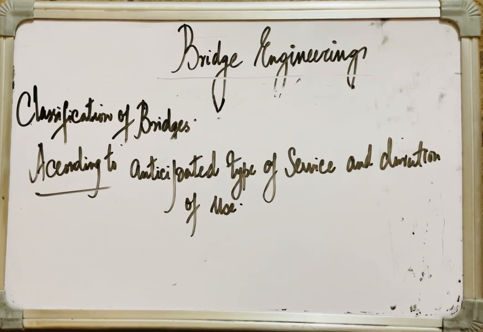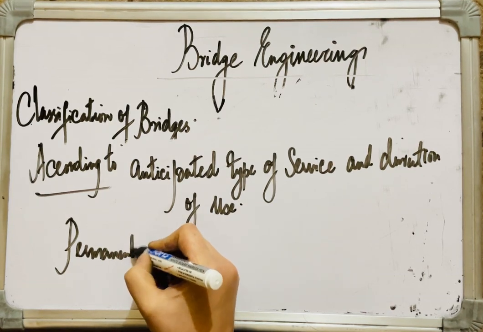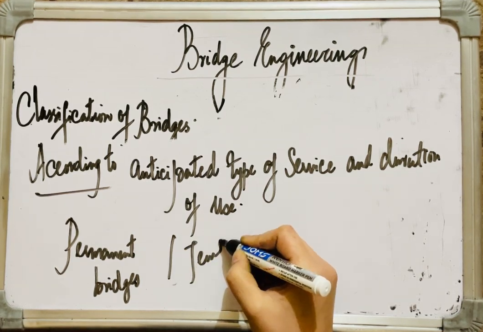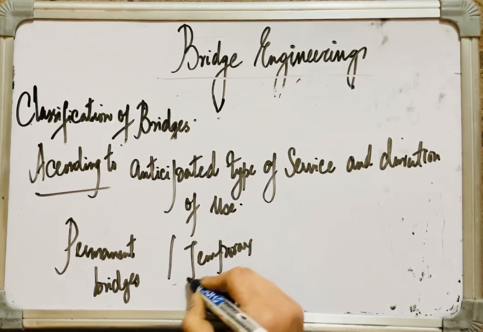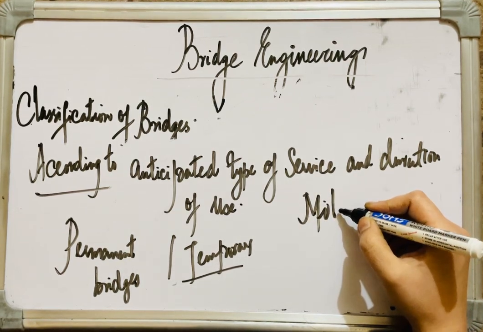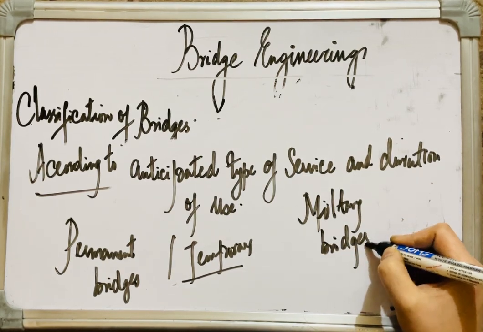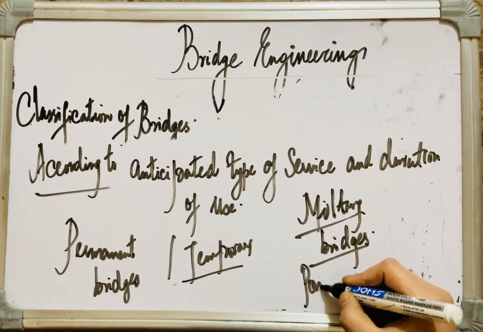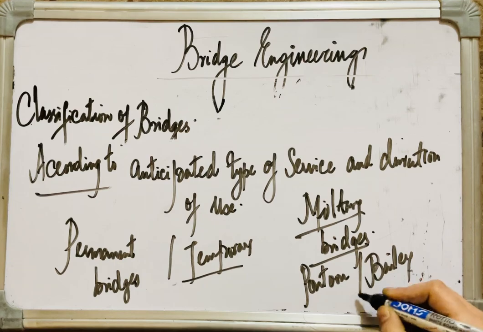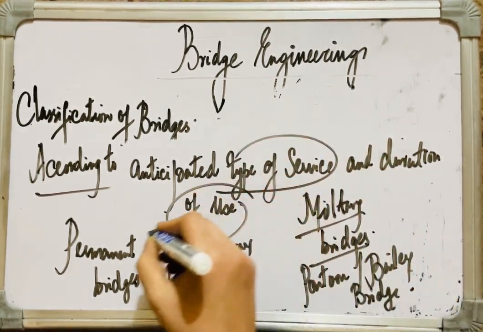permanent, temporary, military bridges. We can have permanent bridges, temporary, and military bridges as well. Where in the military bridges, we have essentially pontoon bridges and the Bailey Bridge. All right, pontoon and Bailey Bridge. This is a classification based on the anticipated type of the service and the duration of use, permanent or temporary.